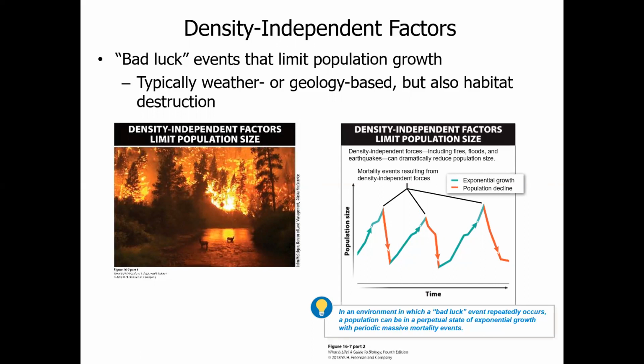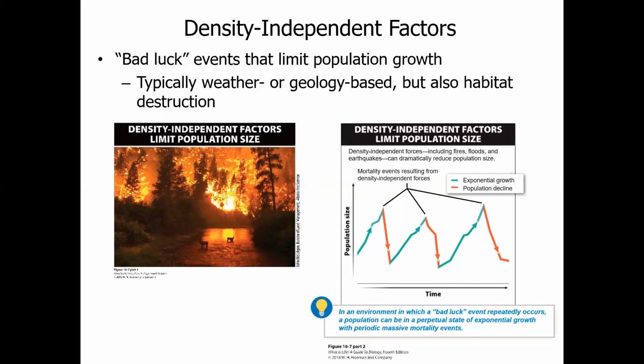So these occurrences could happen if the population is really large. They could even happen if the population is really small. They don't have anything to do with how many individuals are in an area. That's why we call them bad luck, because they just kind of happen. And typically, they are weather-based, so something like a lightning storm causing a forest fire or an earthquake due to geological shifting.